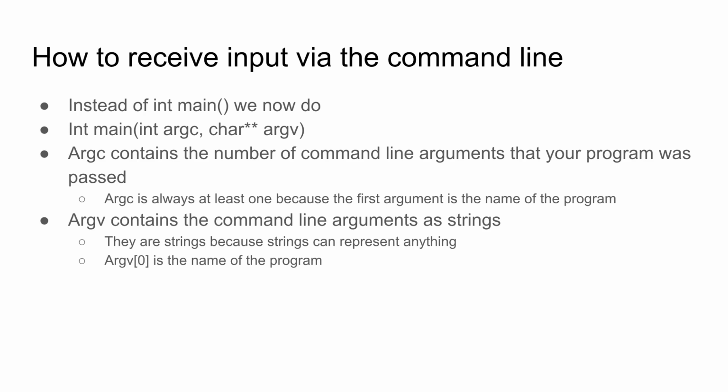The reason that it's an array of strings is because a string can represent any type of input you want, right? It can represent characters, like Matthew, some name. But it could also represent just a number like 56.32. One thing to point out is that argv[0] is always going to be the name of the command that was used to run your program.